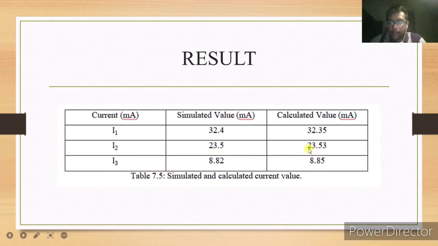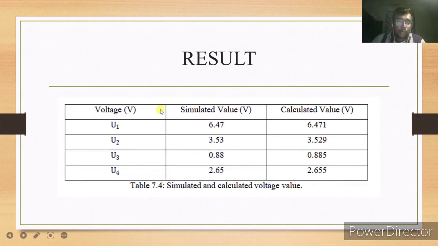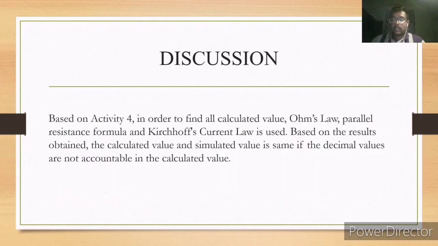We have obtained 23.53 for this calculated value. When we round off, it will be the same as the simulated value. I3 is also the same, but in this case, when we round off this value, we obtain 8.9, and here it is 8.8 only for the simulated value. So let's look into the voltage. Voltage is also the same. If we do not account for the decimal values, the simulated and the calculated values will be the same. So that's all from me. I would like to pass this presentation to my teammate. Thank you.